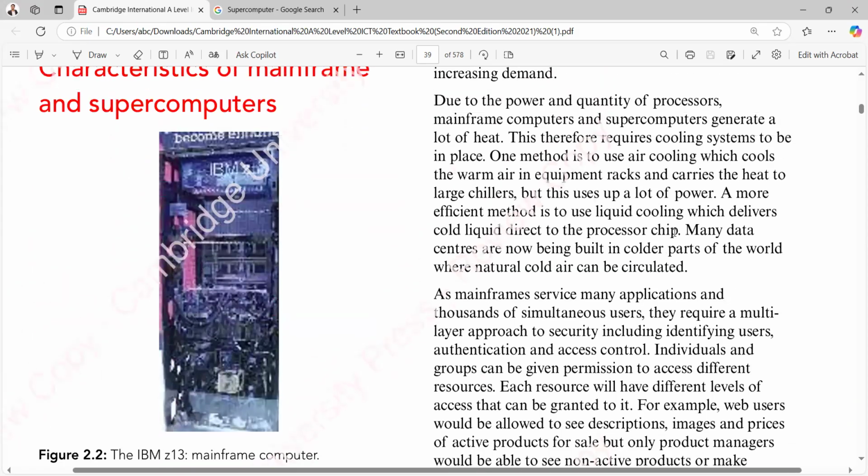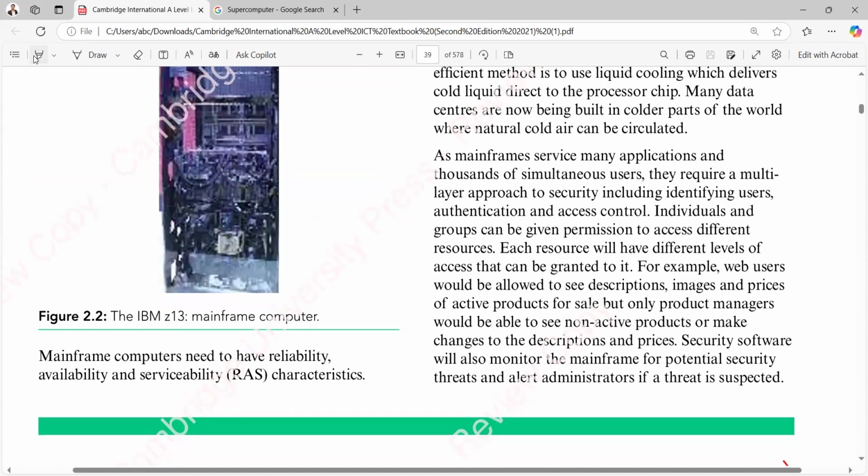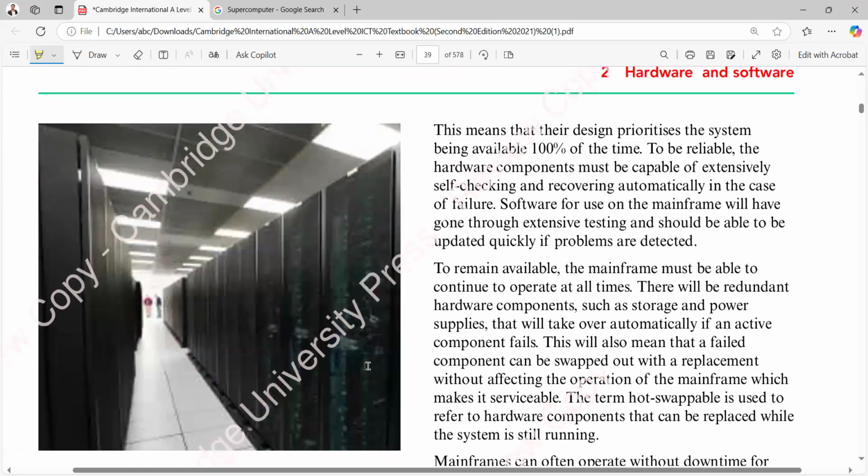Now, what are some of the characteristics of mainframe and supercomputers? First of all, mainframe computers need to have reliability, availability, and serviceability characteristics. That means they are reliable, you can rely on them. Their design prioritizes the system being available 100% of the time. So it's not that they are unavailable, you can totally rely on them. Their hardware components are capable of processing an extreme amount of information, and at the same time, if there is a failure, they can automatically recover as well.